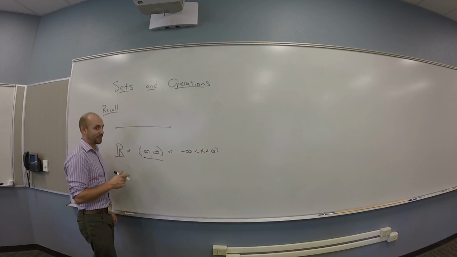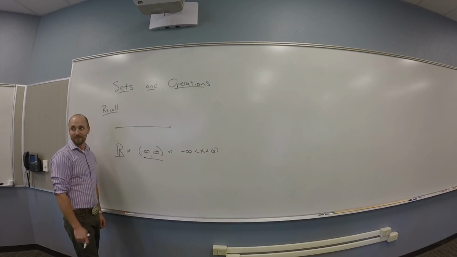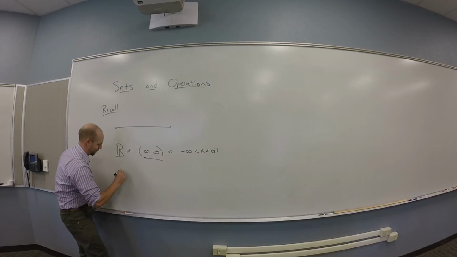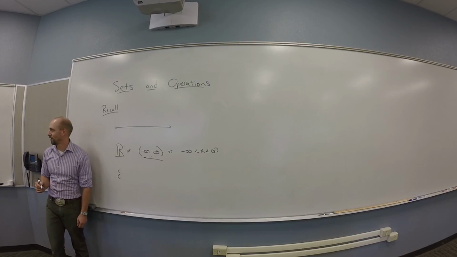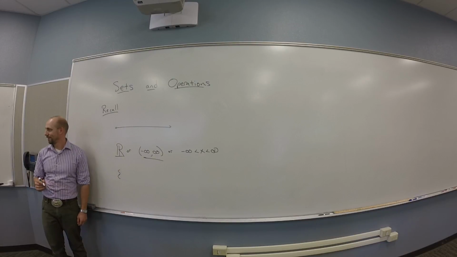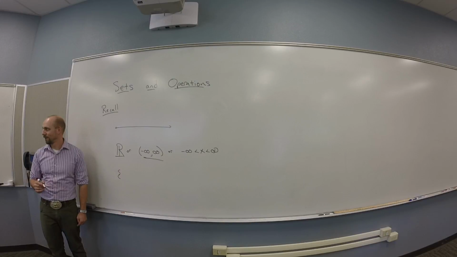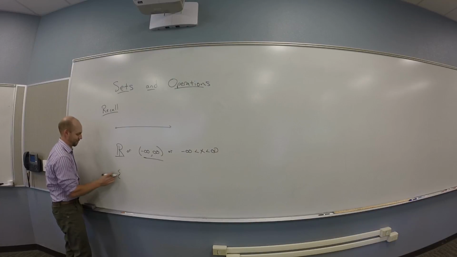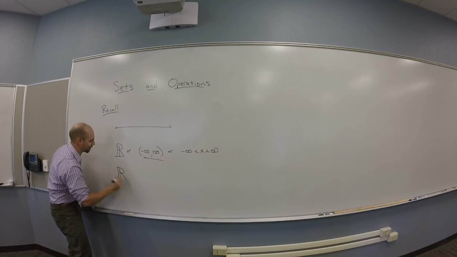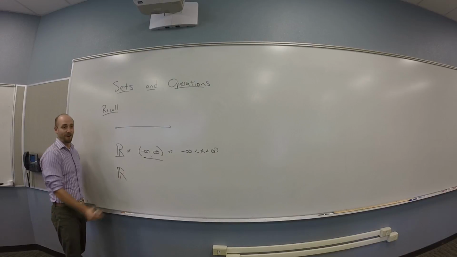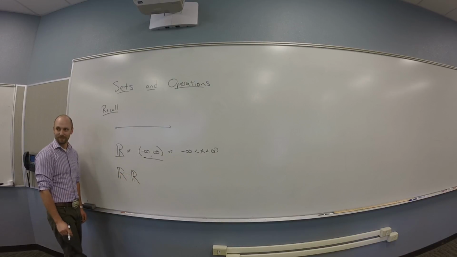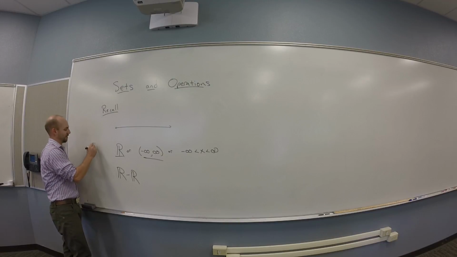The other side of this is none of the numbers. How do you write none of the numbers? We could write this the dumbest possible way, which is take R and then take away R from it. All real numbers, except all real numbers.